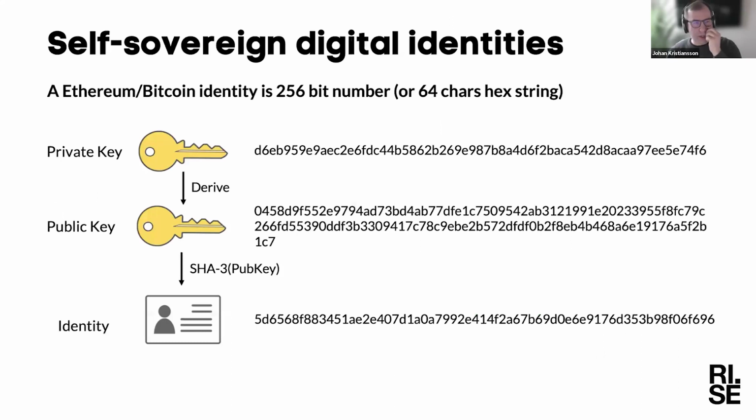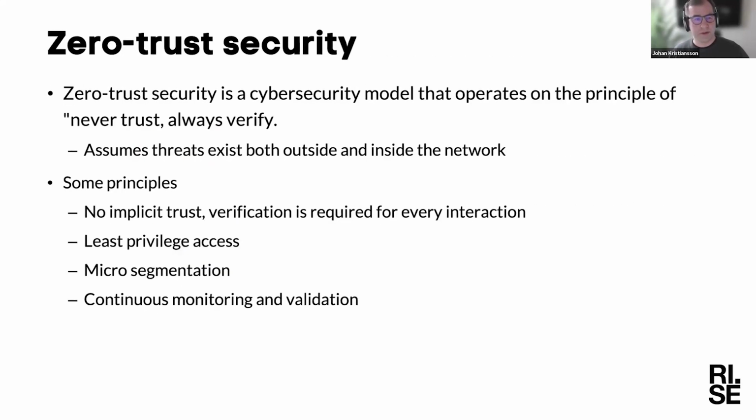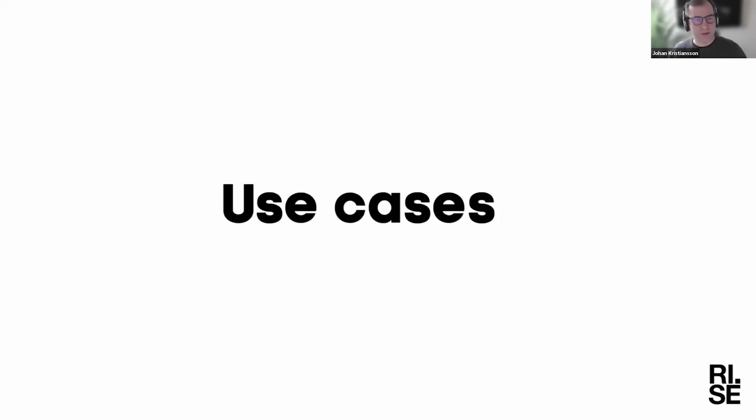This is an interesting topic, but I think I will run out of time, so I will skip all this detail. But I can just say that the crypto protocol that is used in Colony is reusing the crypto from Ethereum and Bitcoin. But it's not using a blockchain. It's just using the crypto. And I will skip this zero trust part, and then I will talk about the use cases instead.